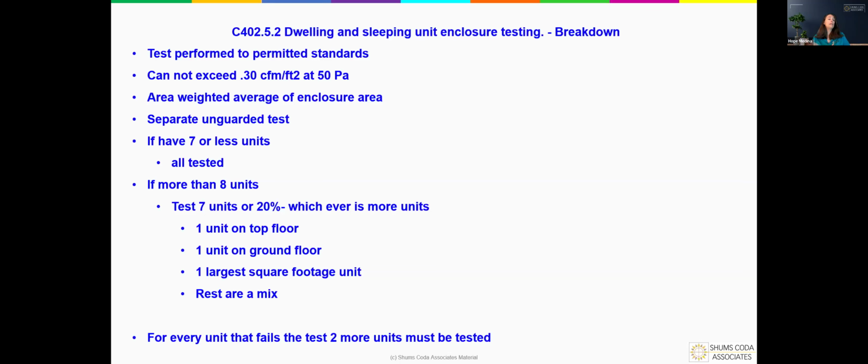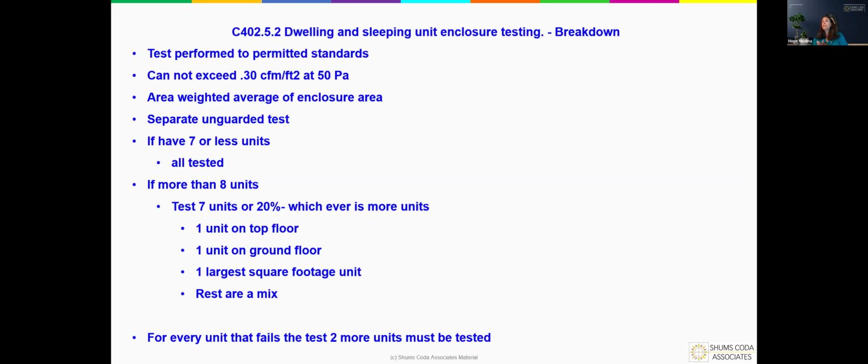Now, the other thing that it does require, because you have multiple options as far as what and where you're going to test, there are very specific parameters of units that they want tested. So out of the 7, we'll say you have to have 7. Out of those 7, one of them has to be a unit that's on the top floor. One of them has to be a unit that's on the bottom floor. And then you also have to have a test for whichever unit has your largest square footage. And then the remaining 4 can be an intermediate mix of whatever unit you would like to put on test.